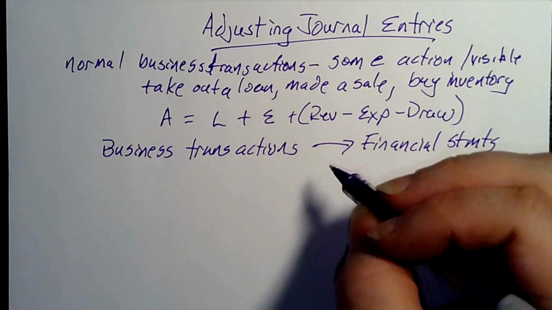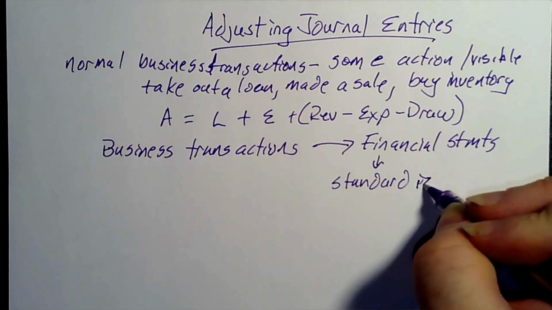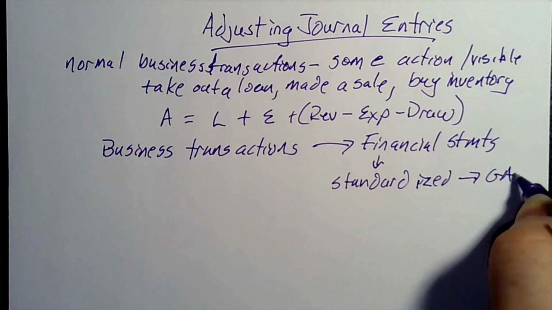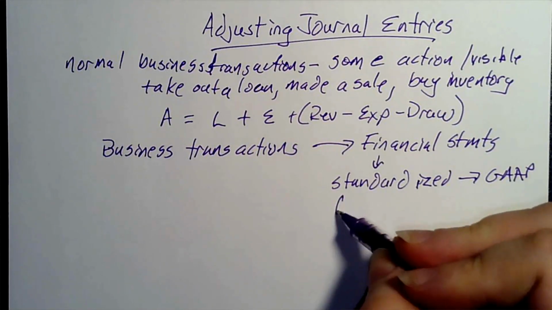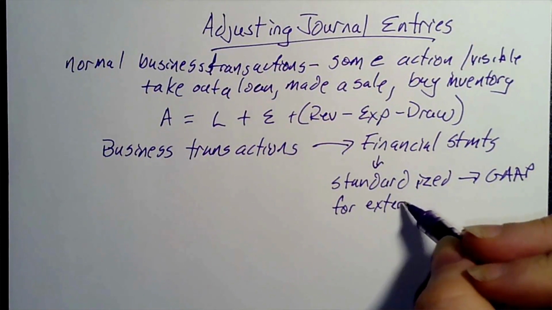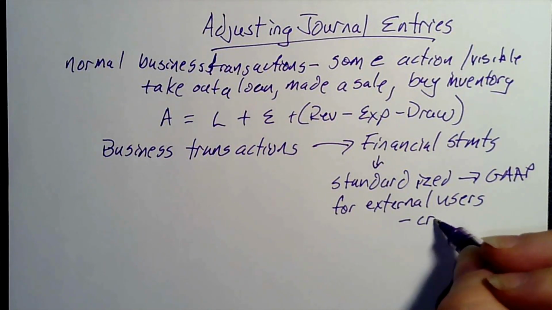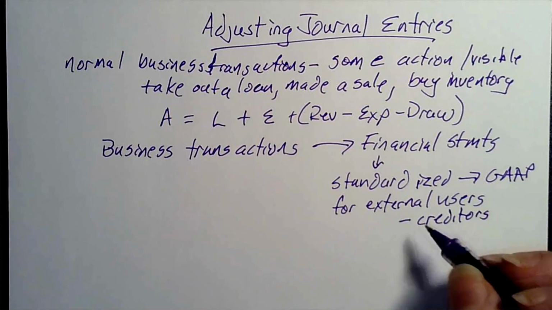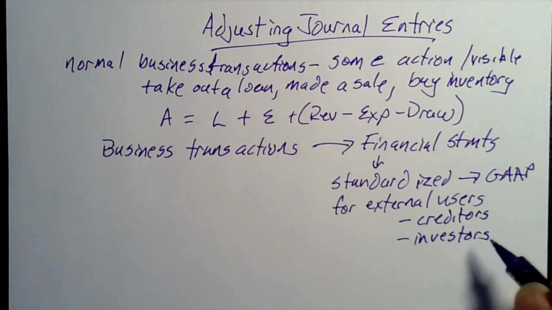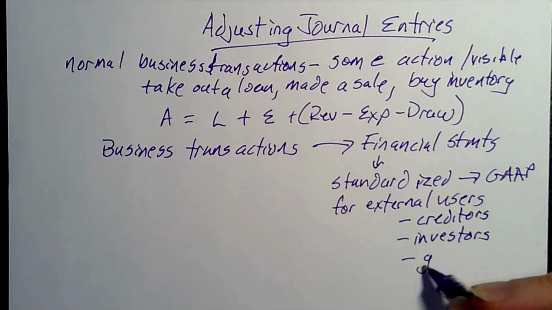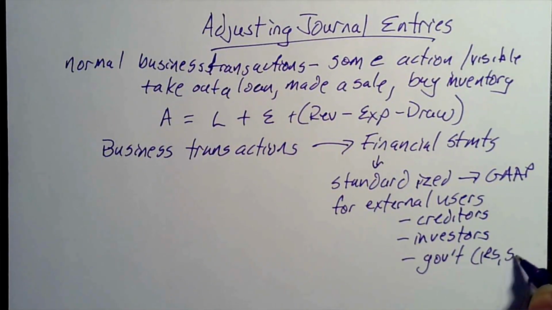Now, remember, the financial statements are standardized, meaning they have rules, and the rules are according to GAAP, the generally accepted accounting principles. And why are they standardized? Because the financial statements are for external users. Who are those people? External users are going to be creditors, people who maybe want to loan you money or give you an account at their store. They're going to be investors, either people who've already invested or potential investors. And then, of course, the government. For right now, our primary concerns are probably the IRS, or the SEC if you're a public company.